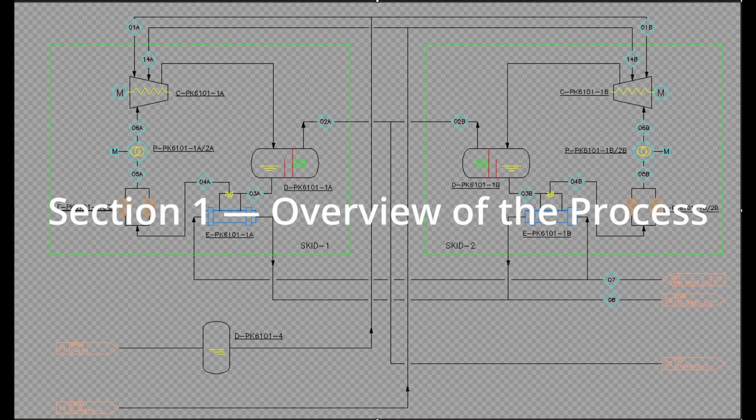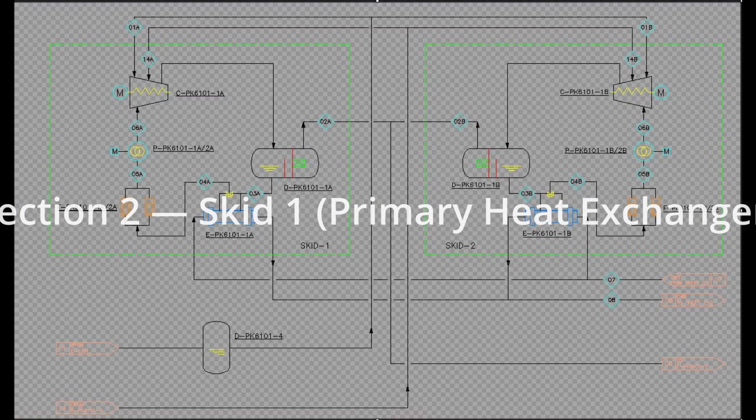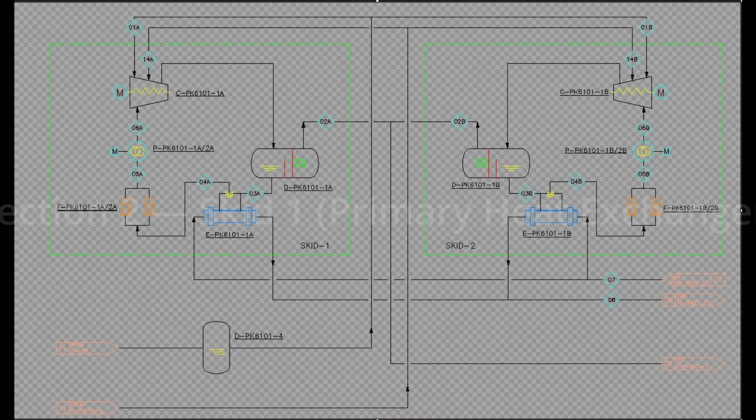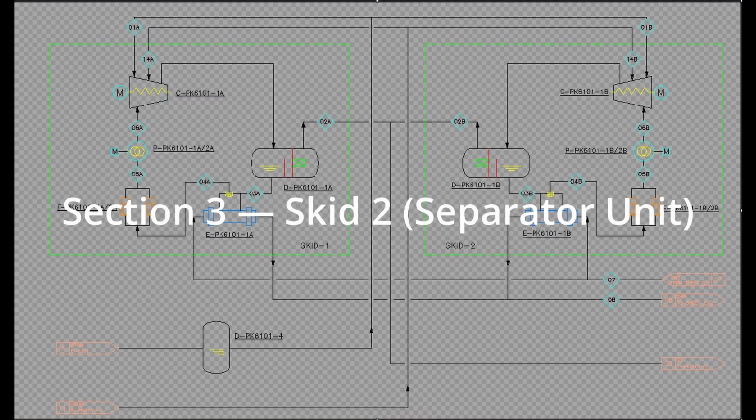Section 2, Skid 1, the primary heat exchanger. The first major component is the primary heat exchanger. Here, the inlet gas enters at a relatively high temperature. Our goal is to remove as much heat as possible while maintaining a stable flow.